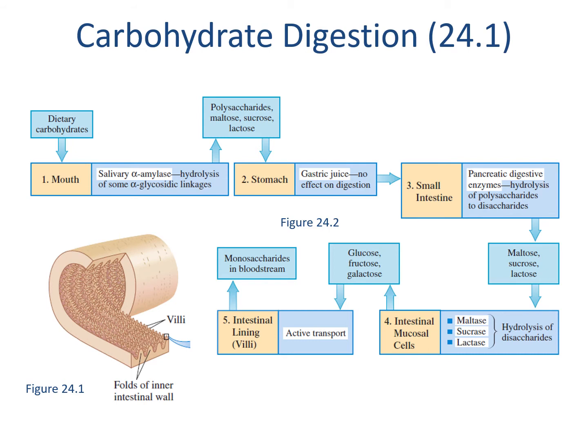This diagram shows the path we just described, some digestion in the mouth by alpha amylase, and continued later in the intestines. The intestines are filled with villi, tiny little fingers which give a much larger surface area for the absorption of nutrients.